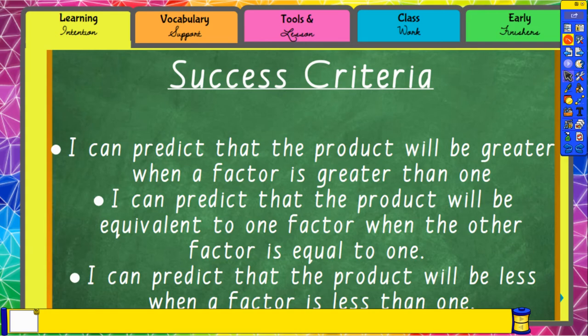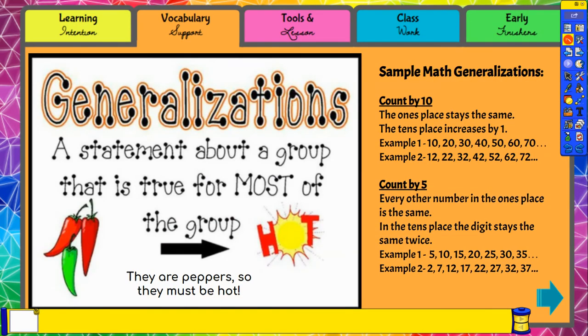So I can predict the product will be greater when a factor that I'm multiplying by is greater than 1. So they're talking about greater than the original factor or one of the factors. I can predict that the product will be equivalent to a factor if the other factor you're multiplying by is equal to 1. And I can predict that the product will be less than the other factor when a factor is less than 1. All right, so what is a generalization?